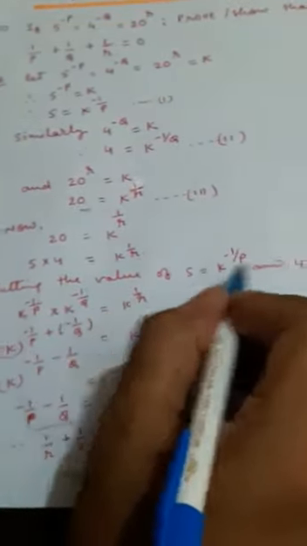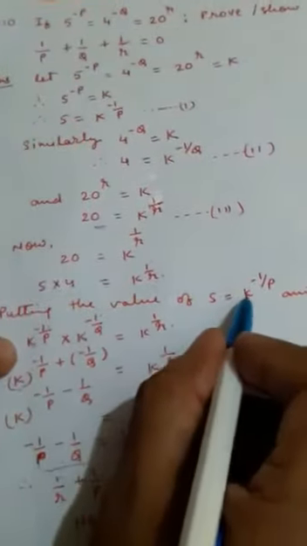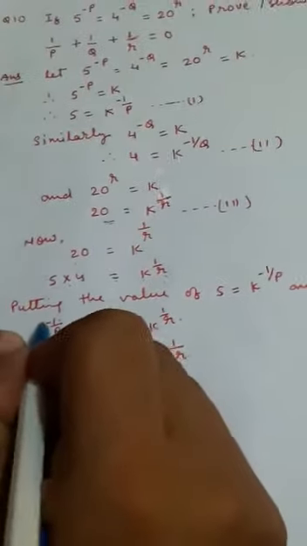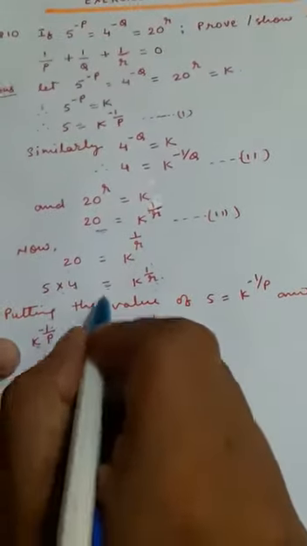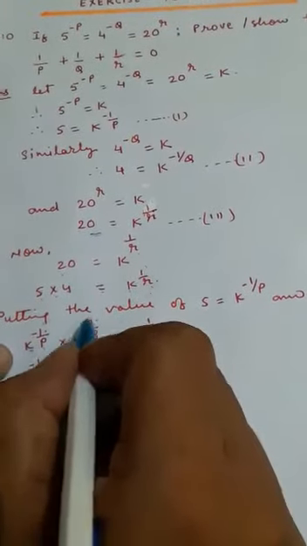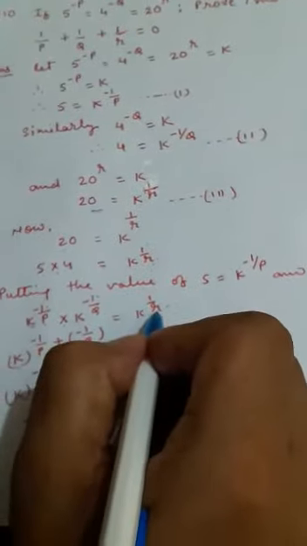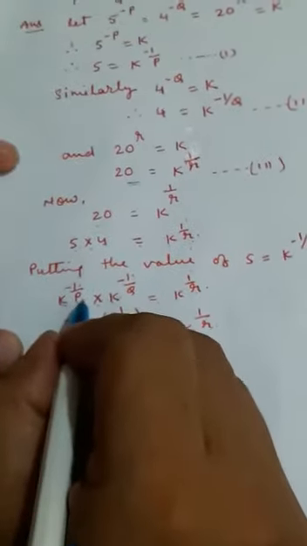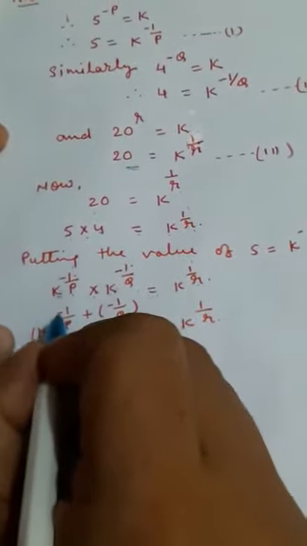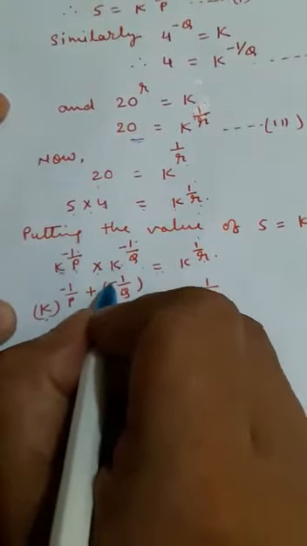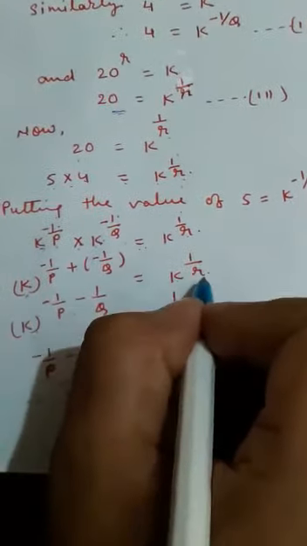Now putting the value of 5 and 4 in this equation. Let us put it. What is the value of 5? 5 is equal to k power minus 1 by p. So in place of 5 we'll write k power minus 1 by p, into, in place of 4, we'll write k power minus 1 by q equals k power 1 by r. Now their bases are the same, so we'll take k common. And in case of multiplication, powers should be added, so we'll write down minus 1 by p plus minus 1 by q equals k power 1 by r.